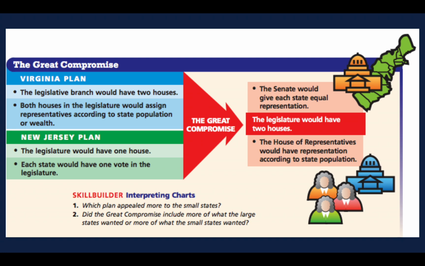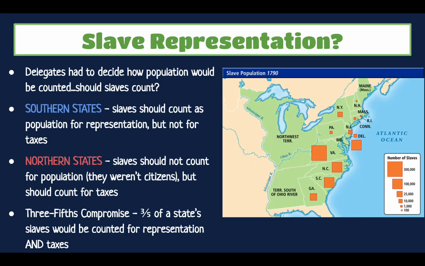Representatives, which would give representation according to the population of the state, which is still true today. So states like California and Texas and even Pennsylvania have far more representatives in the House than states like Wyoming or Hawaii or Rhode Island. So that resolved one issue regarding representation.